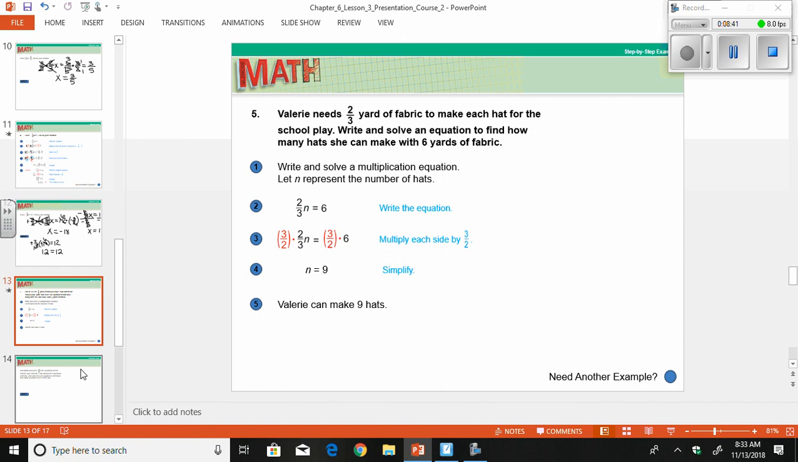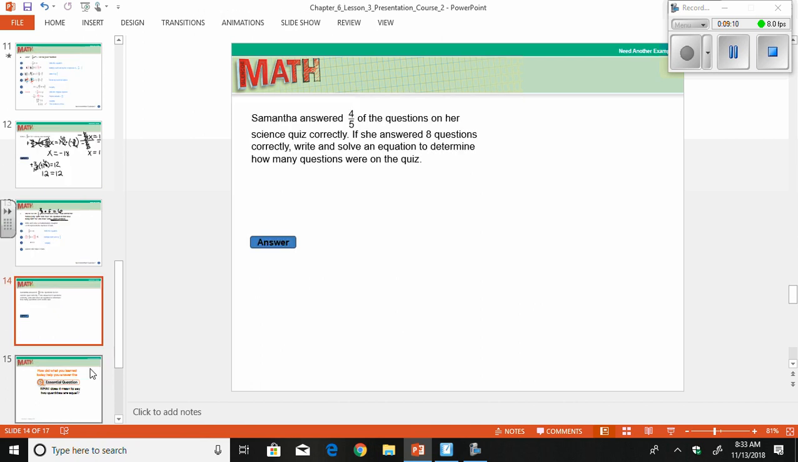Valerie needs 2/3 yard of fabric. So that's a good clue right there. So we have 2/3 yard of fabric to make each hat for the school play. Write and solve an equation to find how many hats she can make with that 6 yards. So that 6 yards is a total. So 2/3 times n equals 6. Multiplying by a fraction means it's easiest if we multiply by the reciprocal on both sides. When we do that, we get n equals 9. So Valerie can make 9 hats.